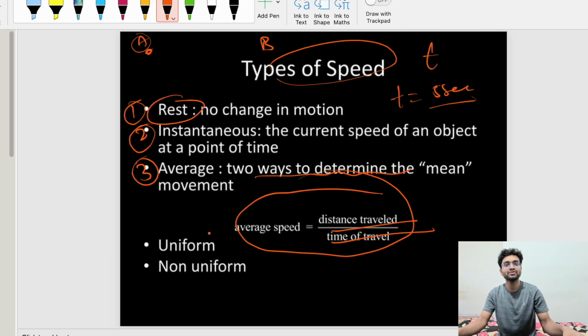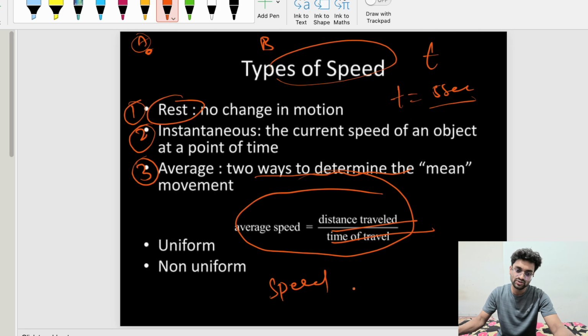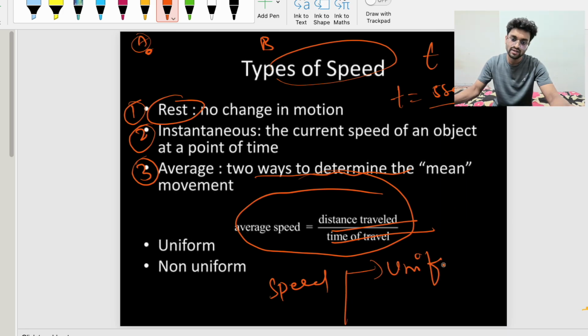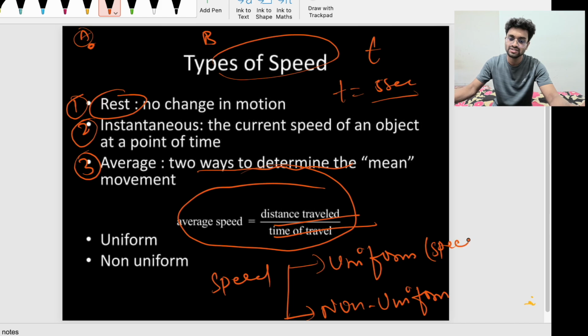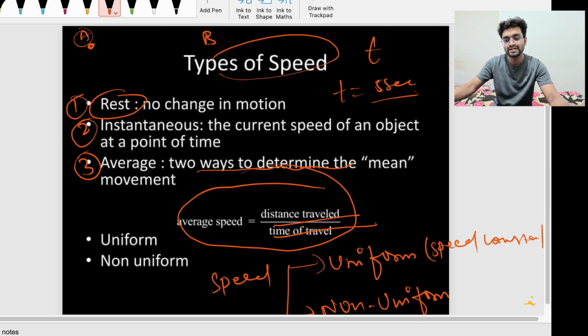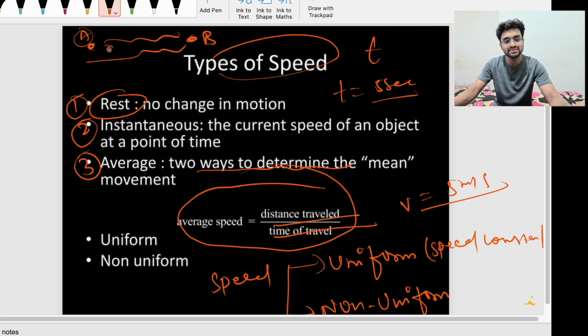And speed can be uniform or non-uniform. What does that mean? Uniform means the speed is constant. Let's say the speed v is equal to 5 meters per second, constant throughout the motion. That means uniform speed. And if the speed is changing, let's say a car moving from point A to B but its speed is not constant, so at this point the speed is different, at that point the speed is different, that is non-uniform motion. Simple.